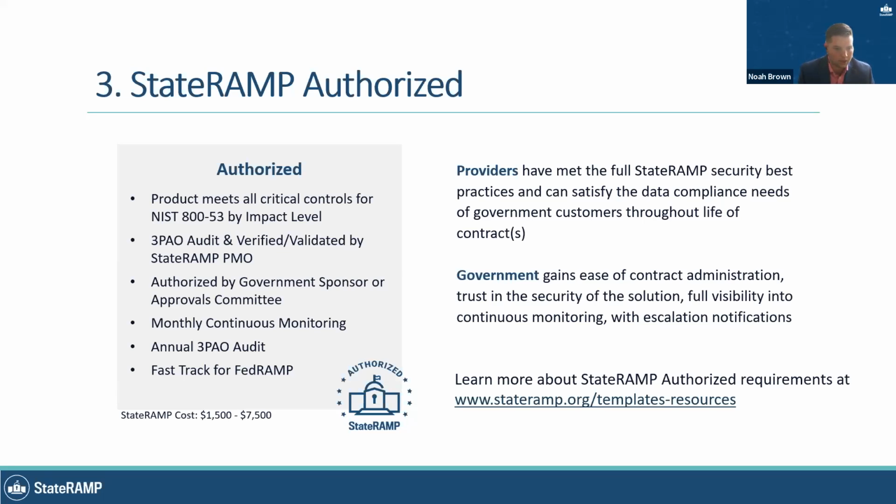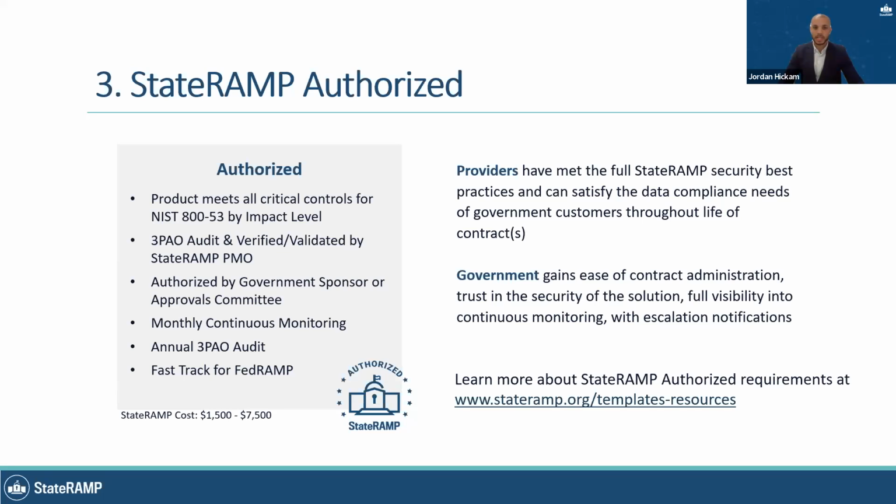The authorization is then completed by a government sponsor or the approvals committee. So if you are unable to find a sponsor, we do have the StateRAMP approvals committee, which can award you with an authorization. Again, monthly continuous monitoring. You do have a requirement for an annual 3PAO audit. And again, for those providers who are FedRAMP authorized, we do have a fast track option to StateRAMP authorization, and that includes both JAB and agency authorizations.